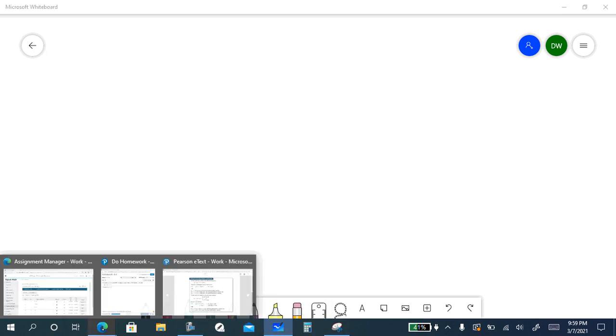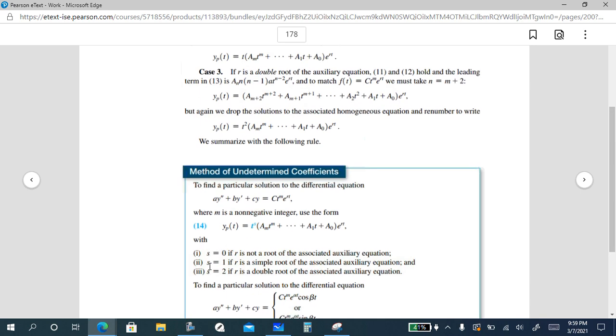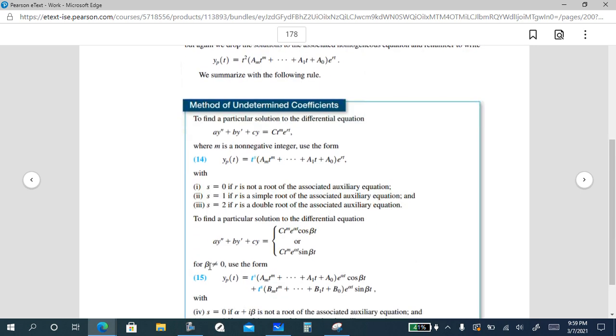If r is not part of the auxiliary or characteristic equation, we don't pick up any t's out front. If it's a single solution, like the previous one, we pick up one extra t out front, so our degree goes up by 1. If it's a double root, then our degree of t goes up twice. And then we have to include each power down to 0.